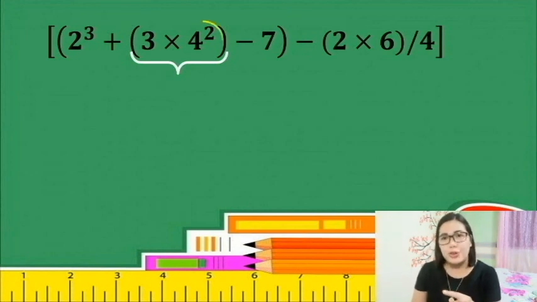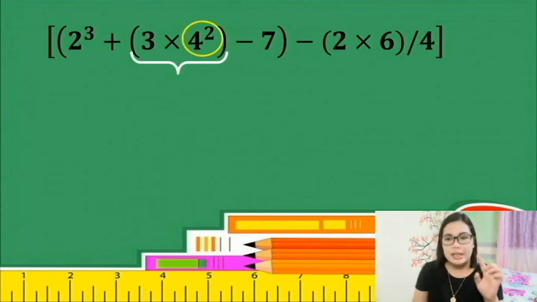Okay? So, what is 4 squared? That is just equal to 16. Okay, 4 times 4 man. So, you have now 3 times 16 and that is just equal to 48.